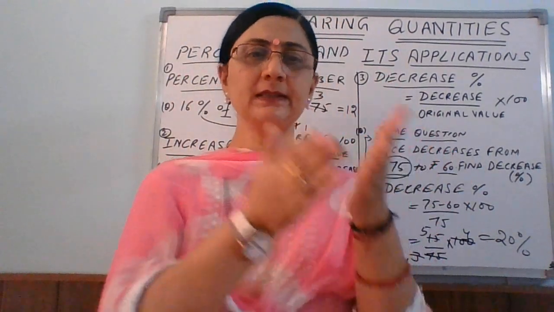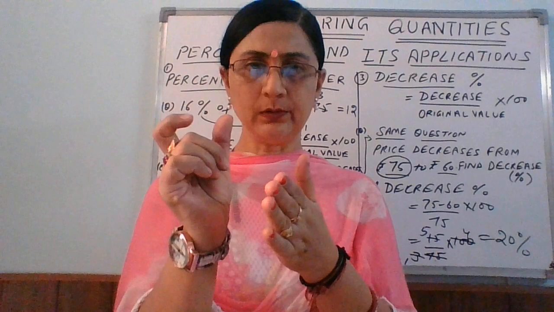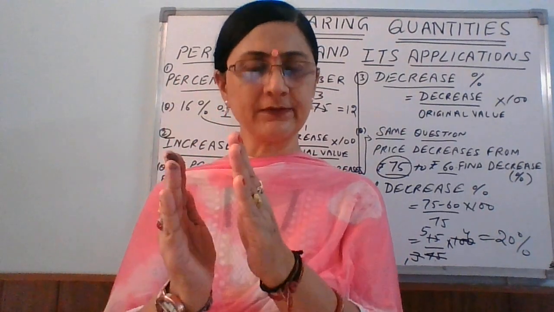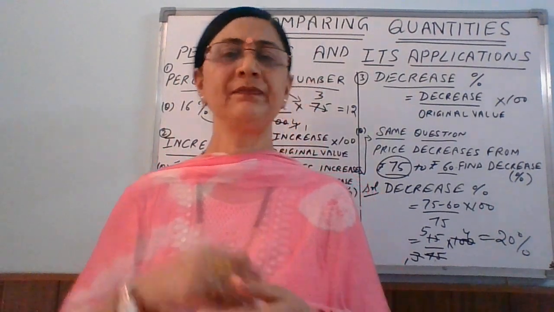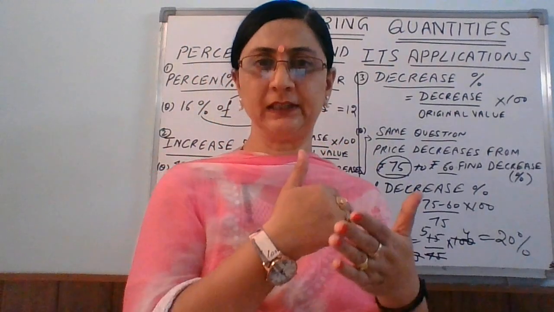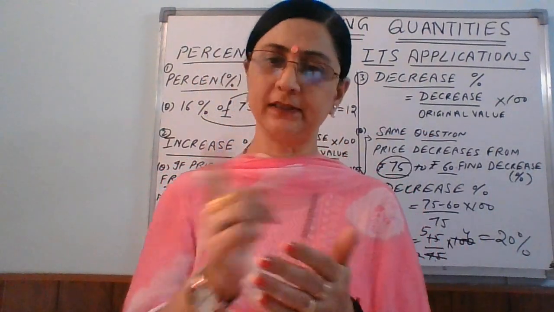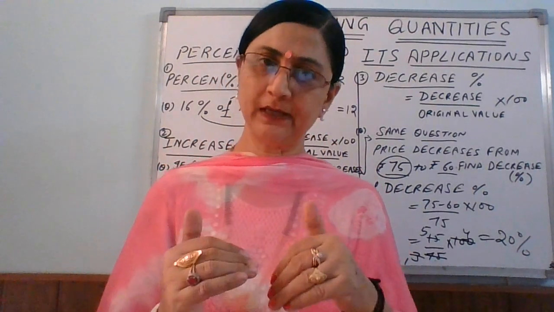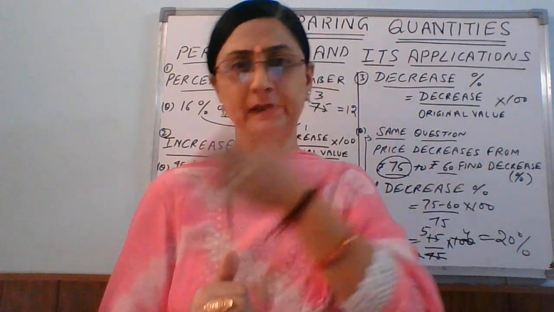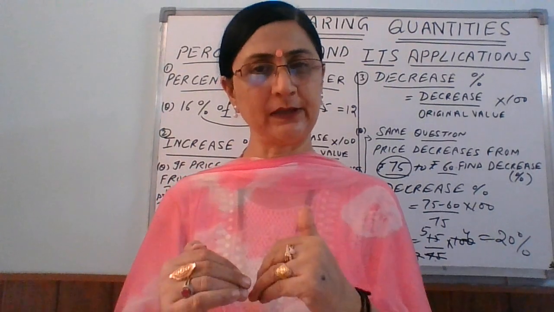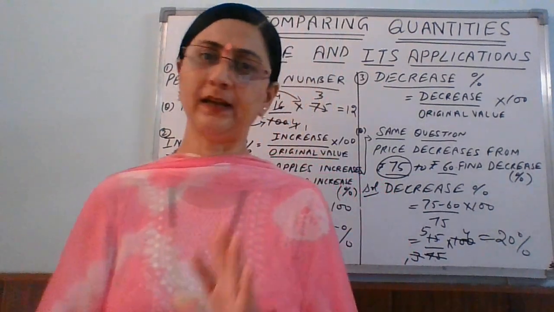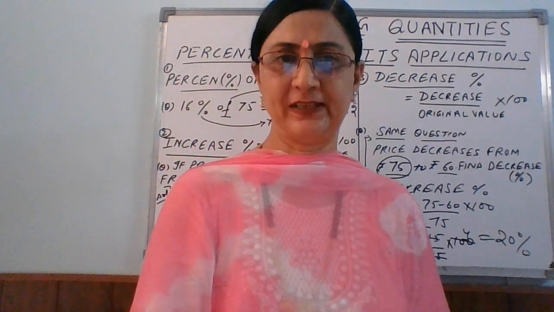For increase percentage, take the difference of the two values, and you get the increased amount, divided by the original value, into 100. The original is the one written first, right? Similarly, in the decrease percentage you find the decrease, which is also the difference, upon the original value. The original value will be the bigger one, because there it decreased from 75 to 60. So the original value is 75, into 100. I hope this topic is clear, children. Okay, good.